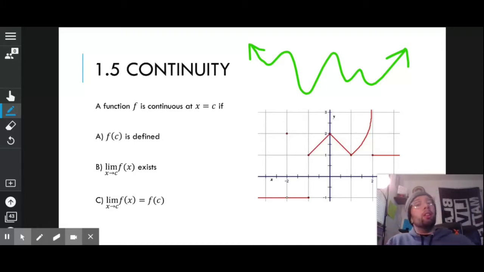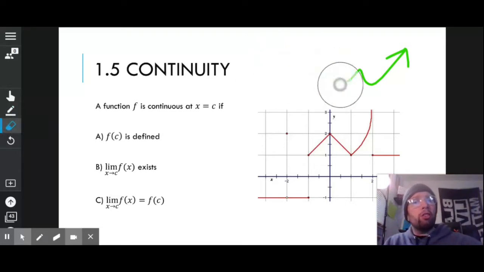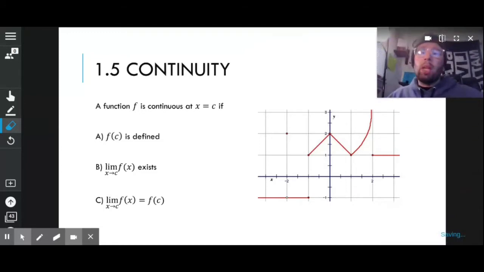Now, this is continuous. Just look at it. There's no breaks, no asymptotes of any kind. Is it the most pleasant looking picture? No, but it's still considered continuous. Now, let's try to understand what I just drew out there and understand what I have here in these rules, and then we'll take a look at that picture.